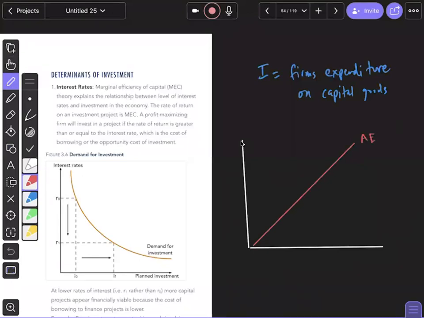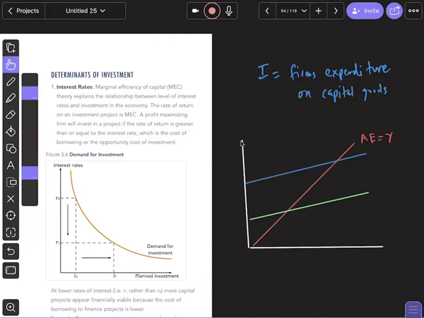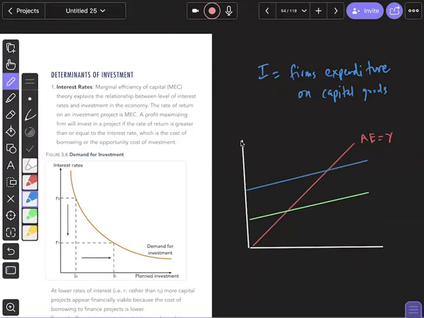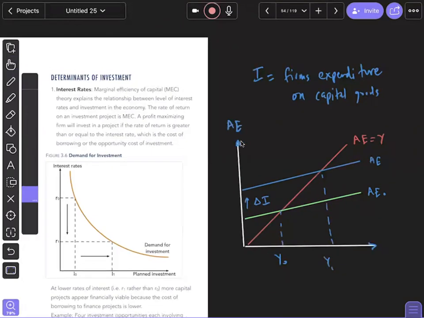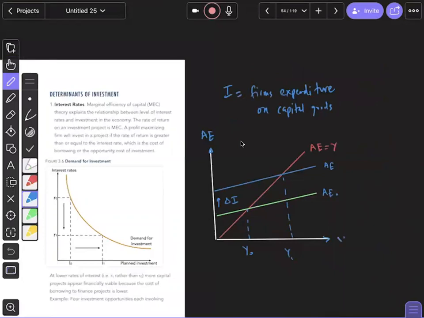So if this is my reference line, called the AE equals Y line, and investment is going up, let's say from the green line to the blue line, from AE naught to AE1, where this rise is the change in investment as firms decide to spend more, you will see GDP go up from Y naught to Y1. On my Y axis, I have AE, which is C plus I plus G plus X minus M. On my X axis, I have Y or national income.